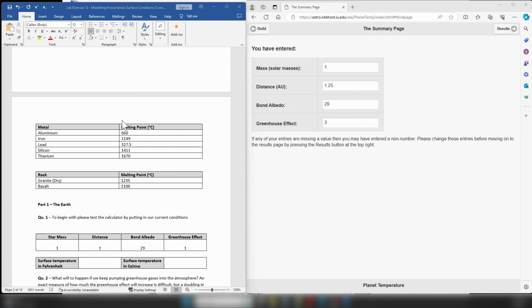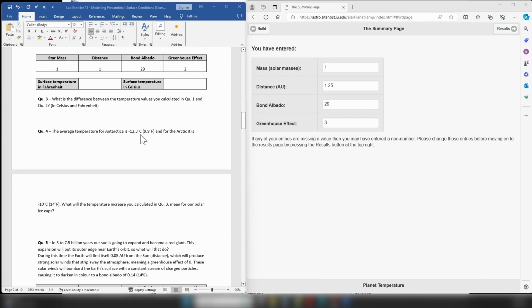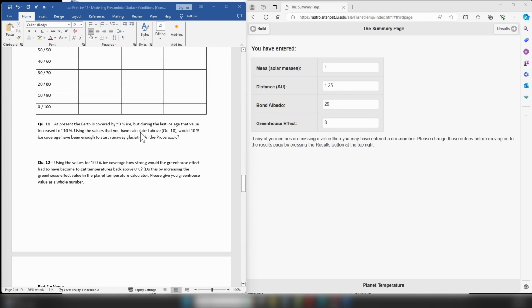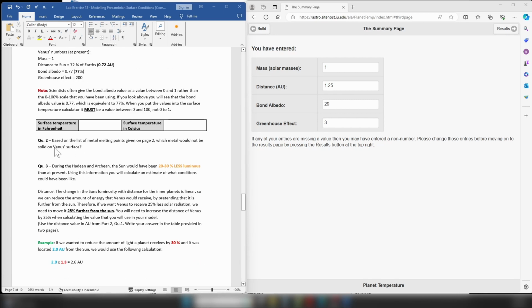Now, please remember that the melting points that are given are in Celsius. So please don't look at the temperature in Fahrenheit and then try to use the melting points in Celsius. No, you have to use the surface temperature for Venus in Celsius and compare it to the melting points in Celsius. All right, so once you've done that, you are going to list the metal or metals in the space here.